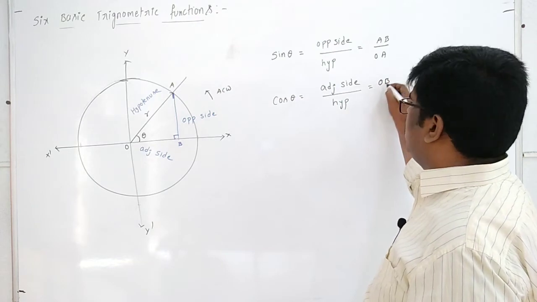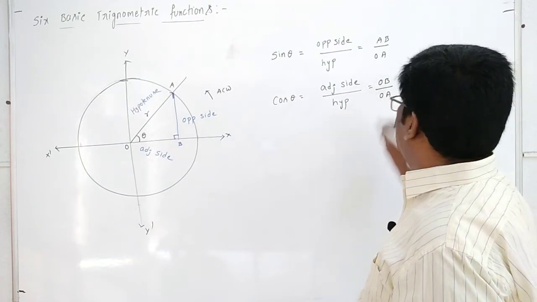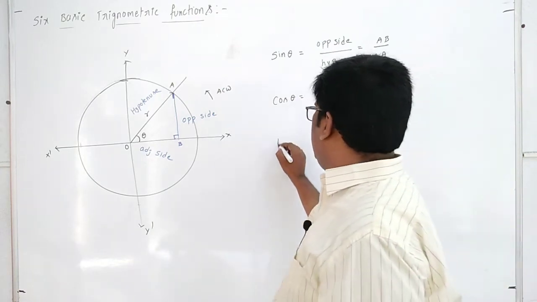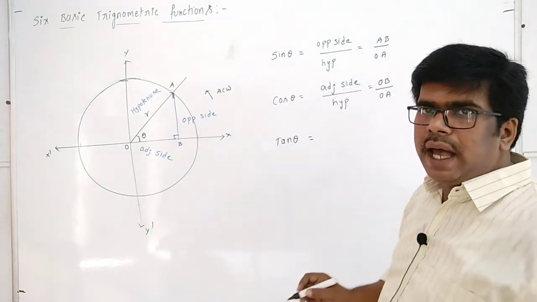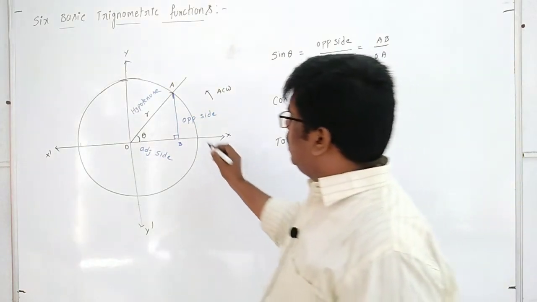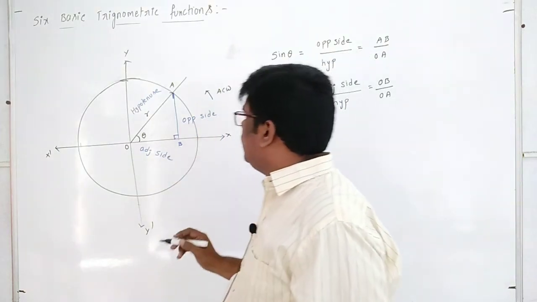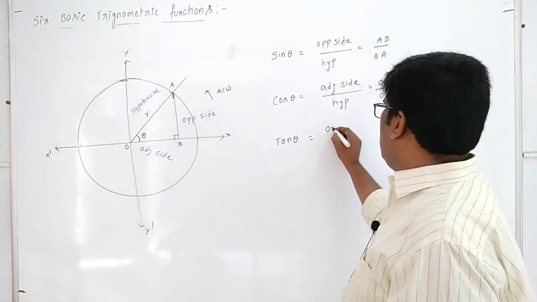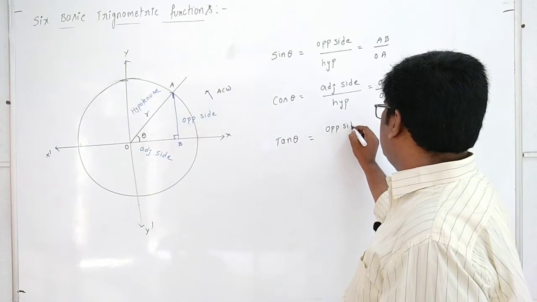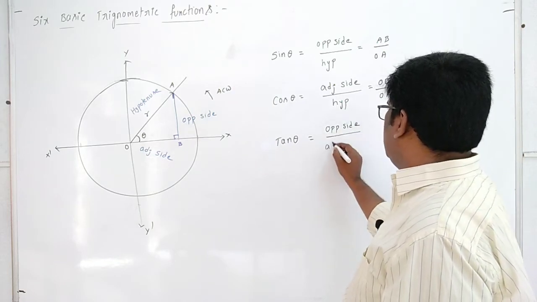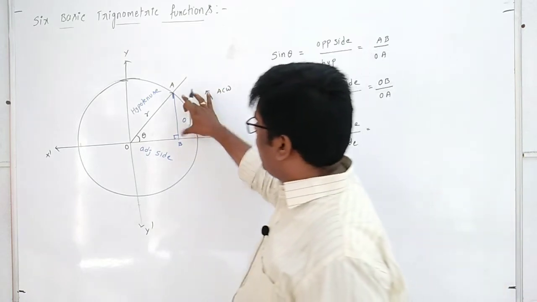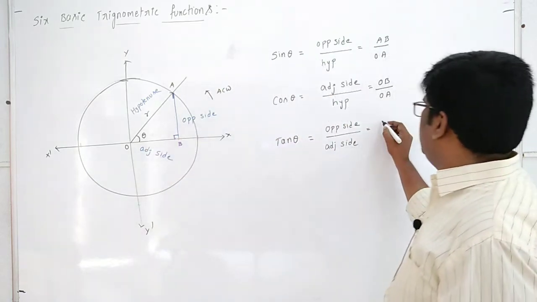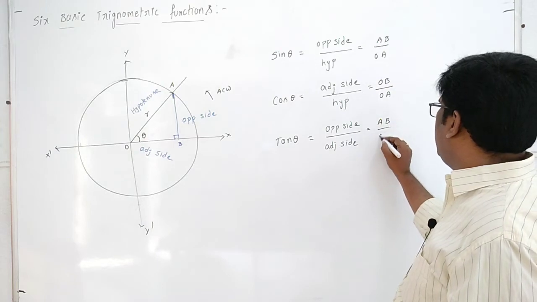So cos theta is OB by OA. Similarly, if you take tan theta, tan theta is nothing but opposite side by adjacent side, that is AB by OB.